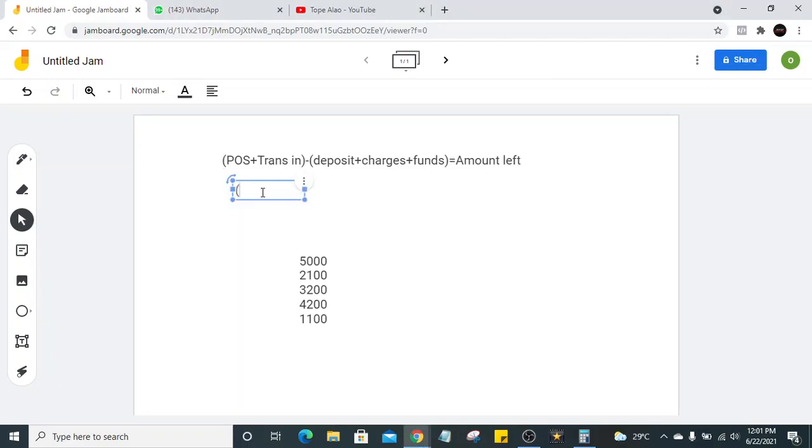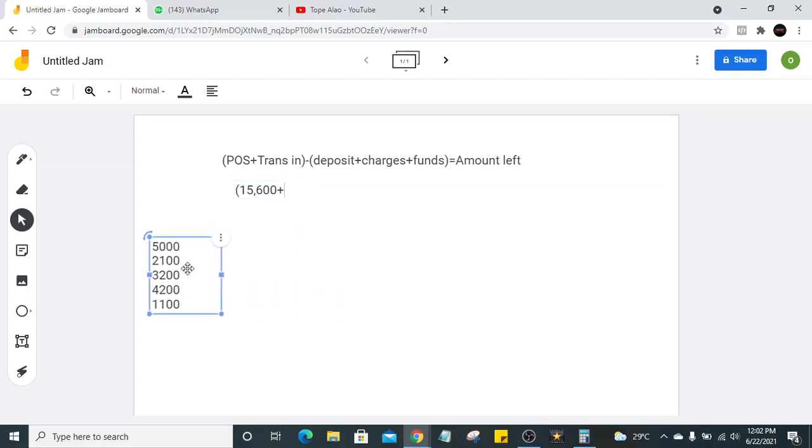So let's bring our bracket so that you see what I mean. 15,600 naira. So you put the addition sign. Where is the addition? So the second parameter here, I think this one is for POS. Let me write this POS so you can follow. So let's enter POS so I'll be sure you follow. I don't want to leave anything out.